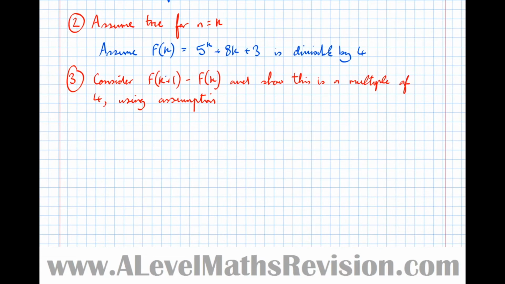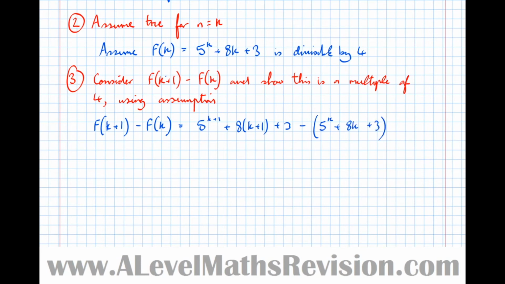So first of all, f of k plus 1, take f of k, equals, okay, so let's sub in k plus 1 into the f of k function. So we get 5 to the k plus 1 plus 8 lots of k plus 1 plus 3. Then take f of k. So brackets are important here. We're taking away all of this term, which is 5 to the k plus 8k plus 3.